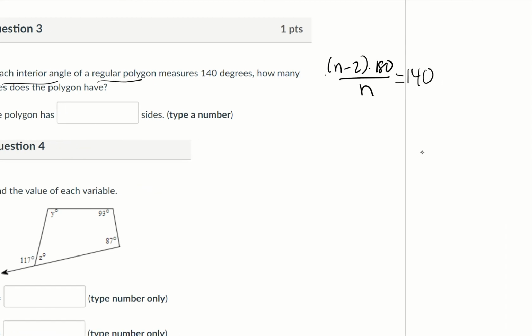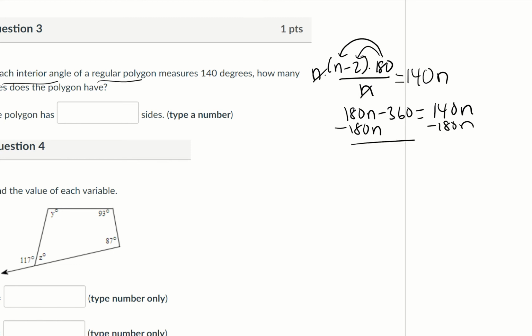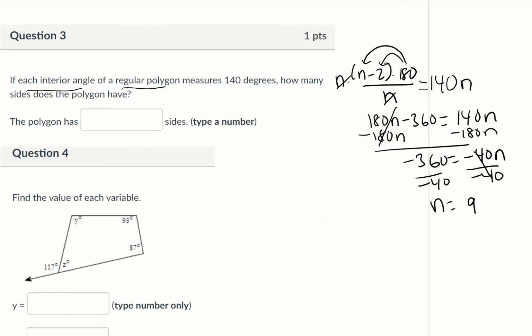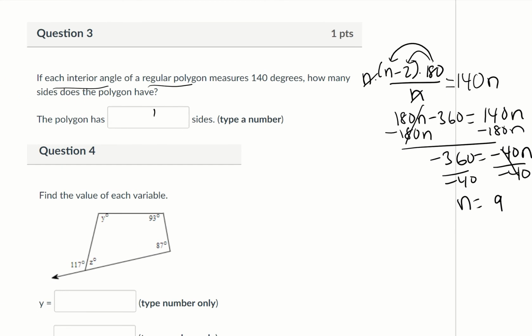I'm going to multiply by n on both sides to cancel that out. Then I'm going to distribute this, and I get 180n minus 360 equals 140n. Then I can subtract 180n on both sides. I get negative 360 equals negative 40n. Then I can finish it off by dividing by negative 40 on both sides, leaving me with n equals 9. So we have a 9-sided polygon.